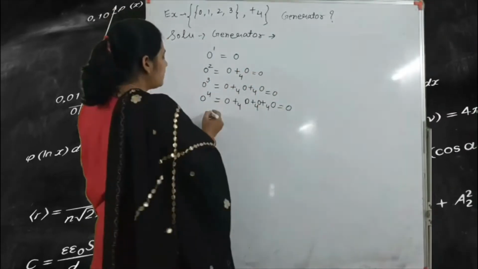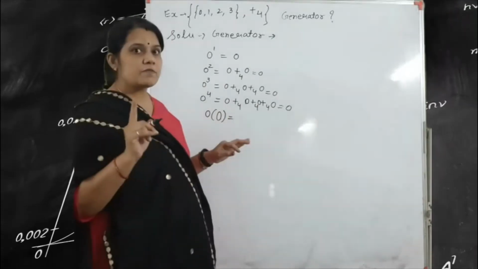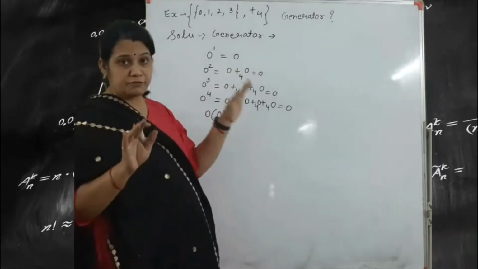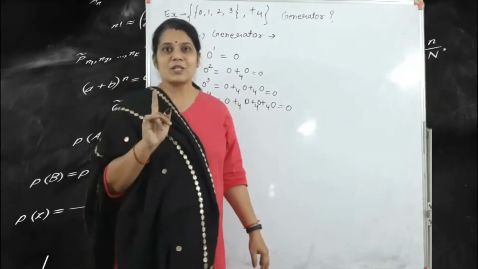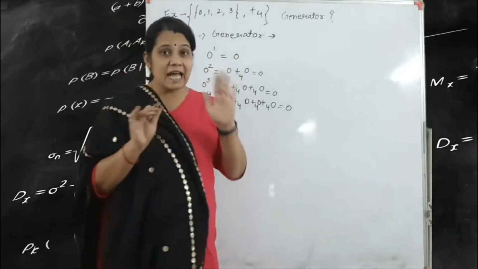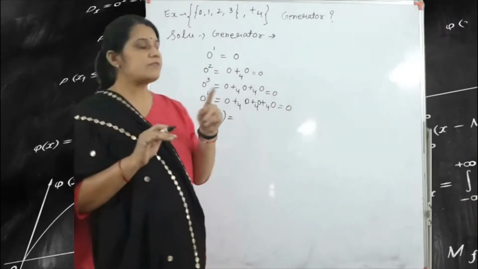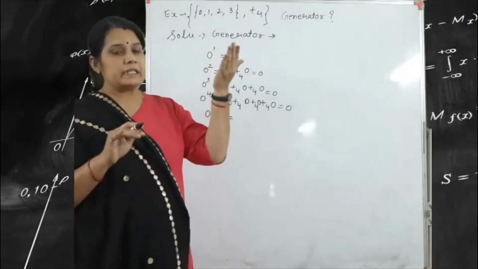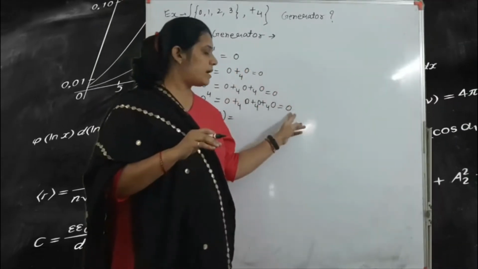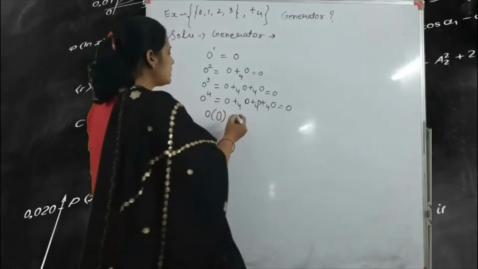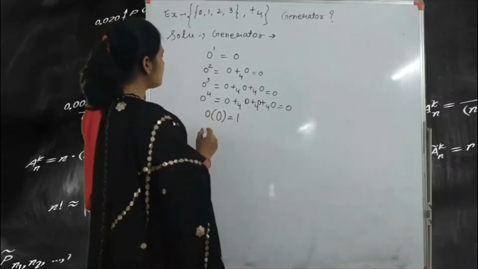So the order of 0 is equal to what? Don't be confused here. Sometimes students write 0 here. This is not 0, because 0 is an element. We have only one element, because if we use the powers 0 power 1, 0 power 2, 0 power 3, in every power we get the 0 element. So here the order of 0 is equal to 1.